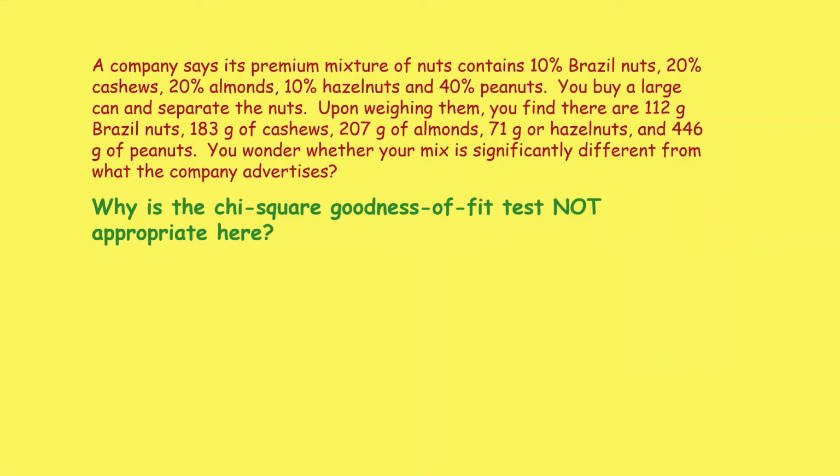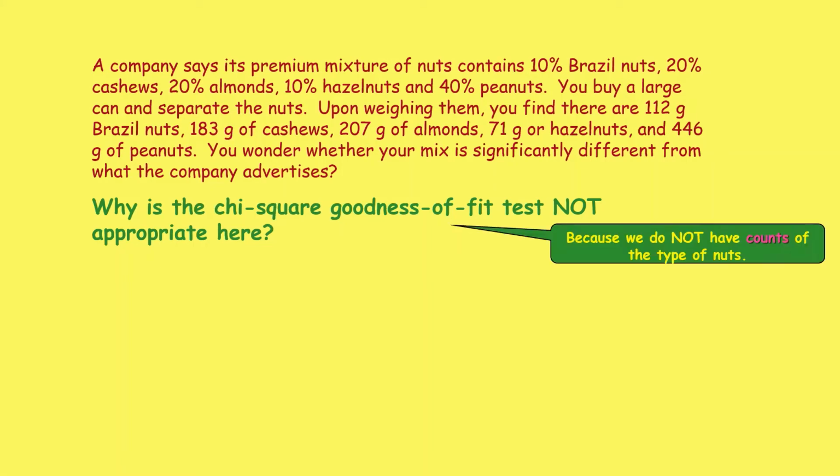So why is the chi-square goodness of fit test not appropriate here? Now remember, the chi-square goodness of fit deals with counts. Do we have any counts of anything? We actually don't have counts here. Again, all those numbers are representing grams, okay? That is numerical data. That is not a categorical count.